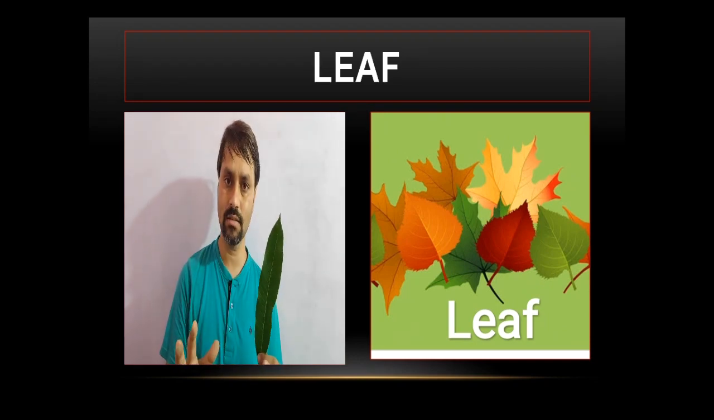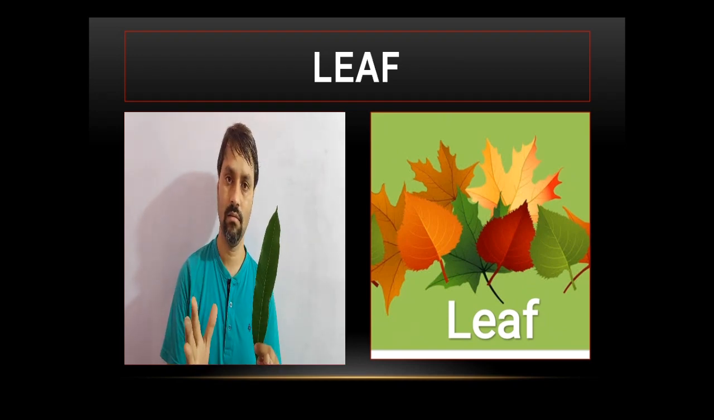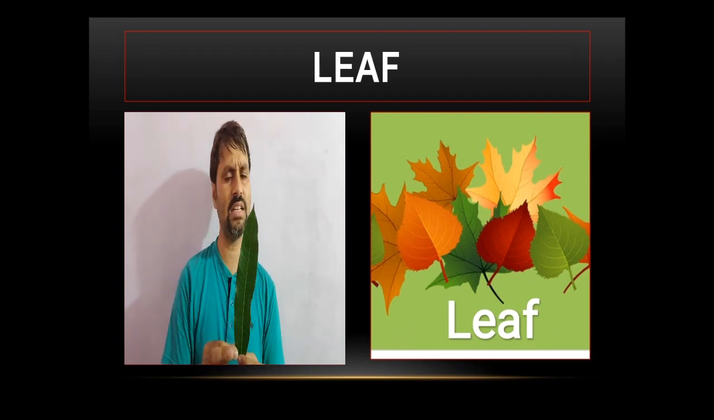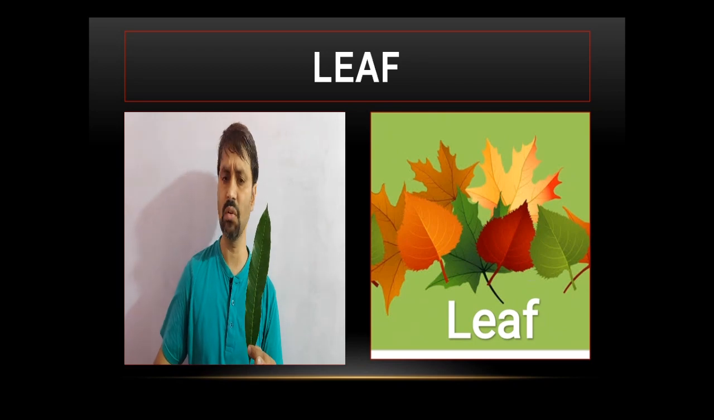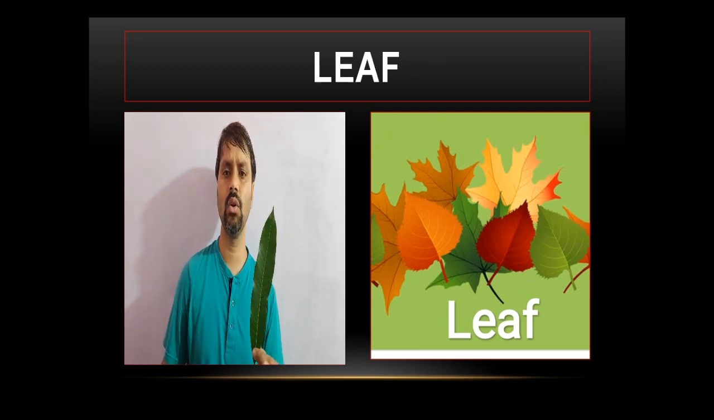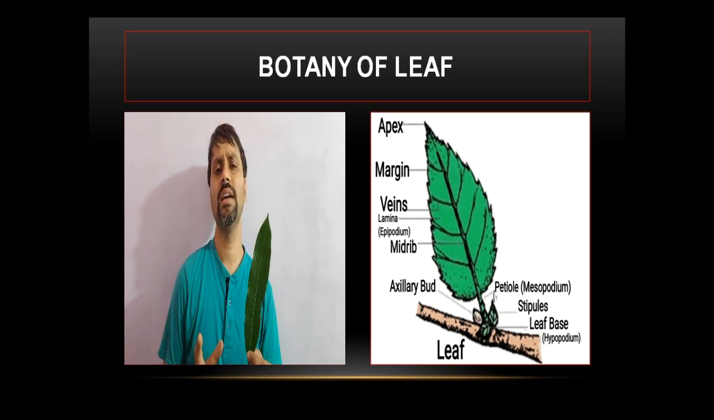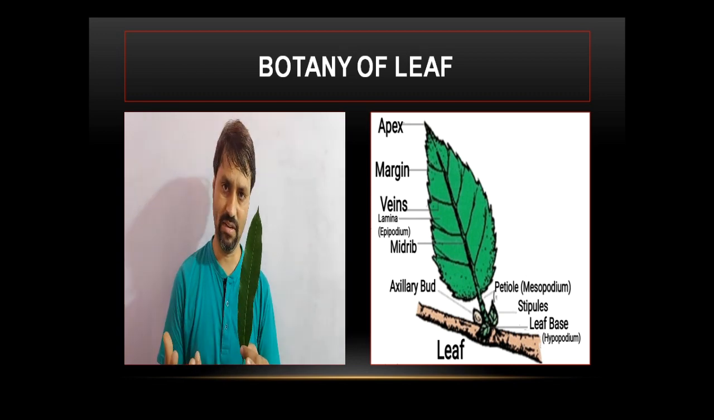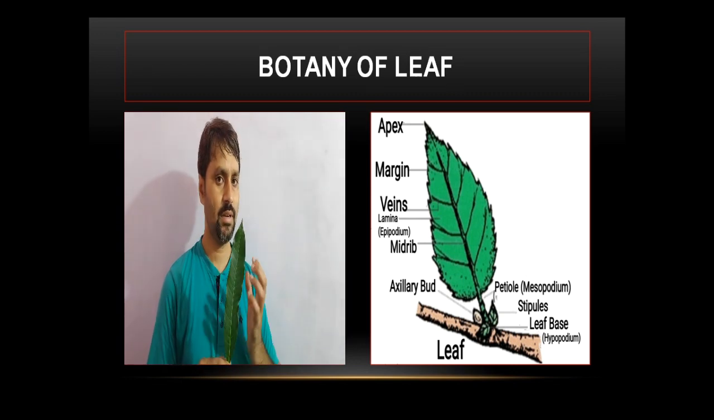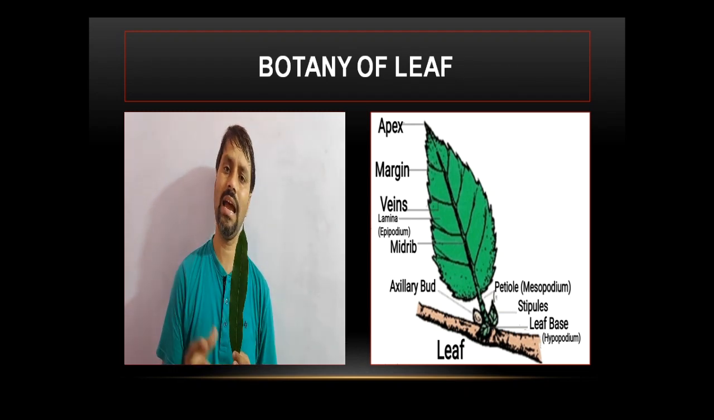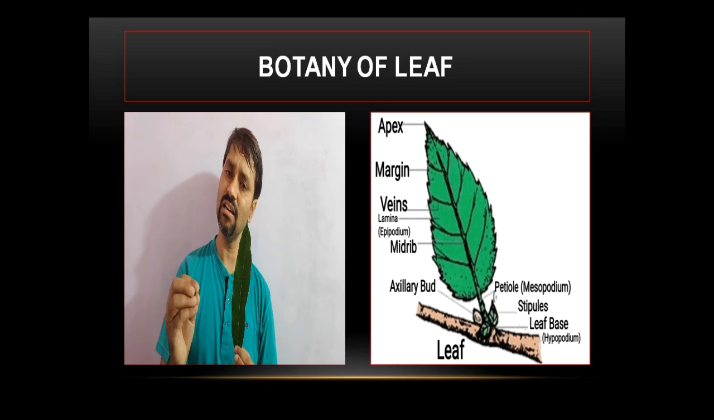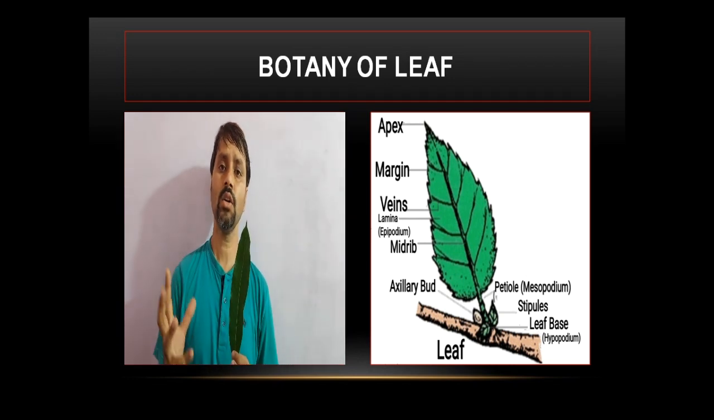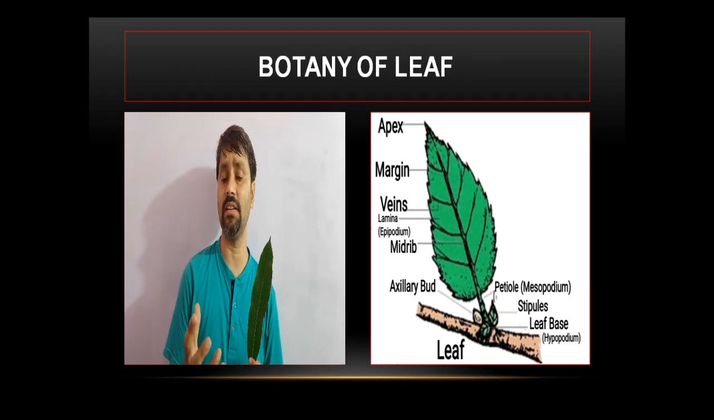Usually, not always. It is not necessary that a leaf is green, but usually it is green. It is green because of the presence of what? Chlorophyll. Chlorophyll is a green color giving pigment which absorbs the sunlight from the sun and manufactures the food. The process is called photosynthesis. Today we are going to discuss the morphology of the leaf.